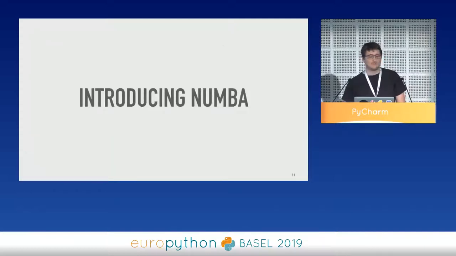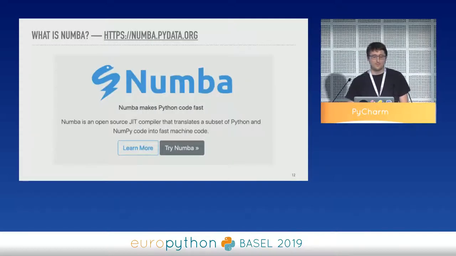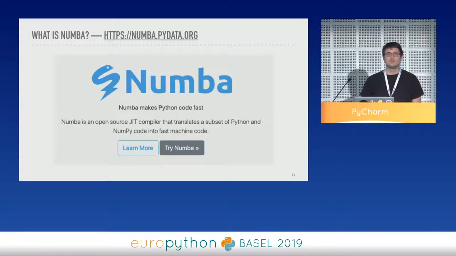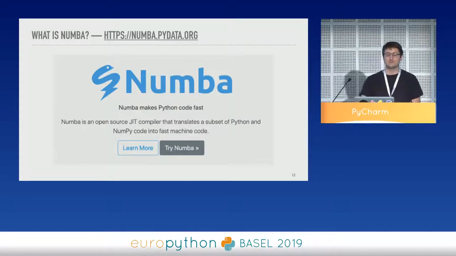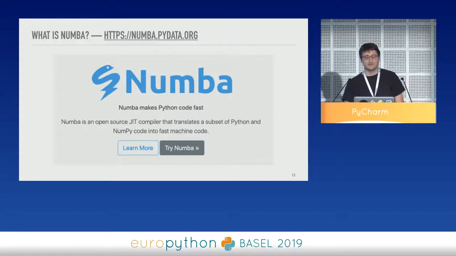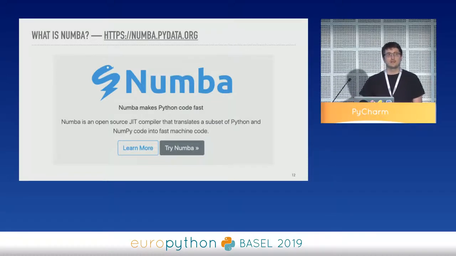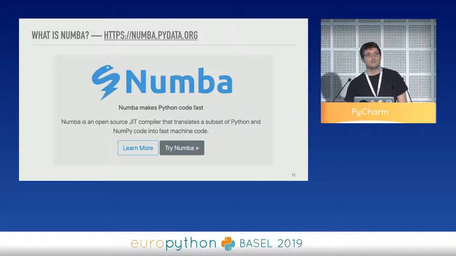Okay, so let me introduce Numba. What is it? To find out more, go to the webpage numba.pydata.org. The tagline is Numba makes Python code fast, and it's an open source JIT compiler that translates a subset of Python and NumPy code into fast machine code. And actually, later in the talk, I'll try to unwrap that statement and explain what it means.